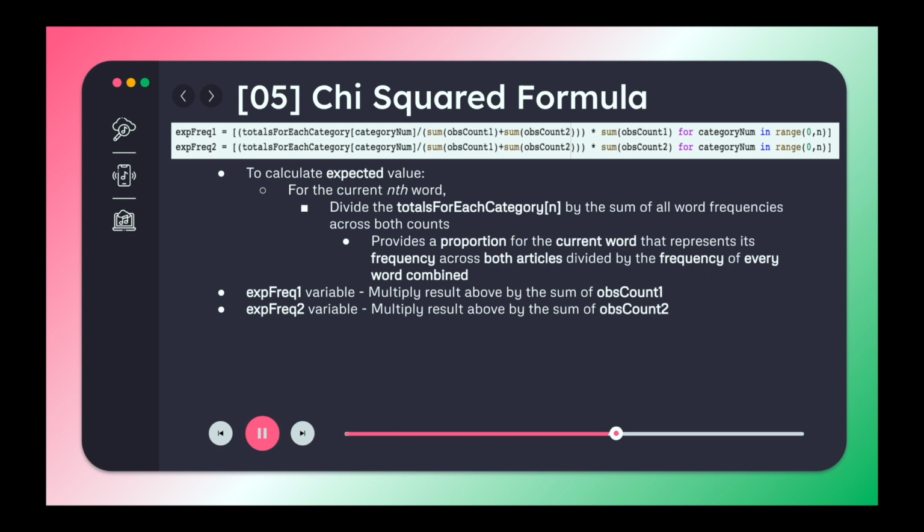Next, we need to calculate the expected word frequency for our primary artist, which will be represented by the xfreq1 variable, which stands for expected frequency 1, and the expected word frequency for our current secondary artist, represented by the xfreq2 variable. To do so, for the current nth word, we need to divide the frequency that the current word shows up between both of our observed counts by the ultimate frequency of every word combined across both counts. Then for xfreq1, we multiply this result by the total frequency of every word in our obs_count1. Then for xfreq2, we multiply this result by the total frequency of every word in our obs_count2. We must do this step for the total n most frequent words, in this case, the top 50 most frequent words. This essentially produces the amount of times we expect each word to show up within each artist's articles.